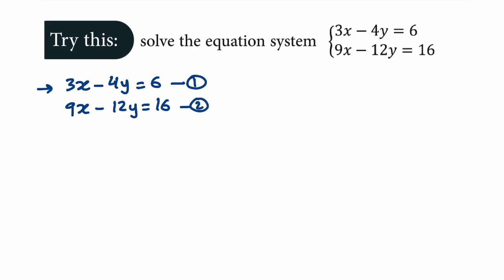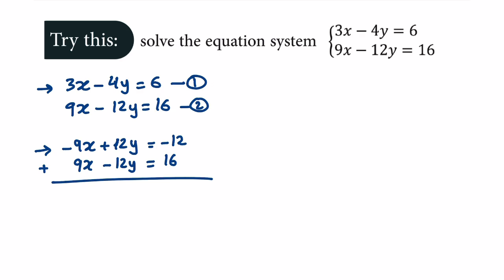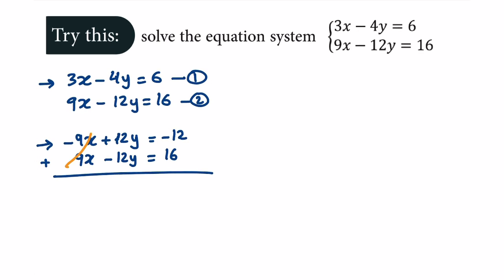What we've got to do in the second part is multiply the top by negative 3. So we get negative 9x positive 12y equals negative 12, like that. And 9x minus 12y equals 16. We are going to combine them. We get 0 equals 16 minus 12, you get 4. So this is not equal. This means that the system is inconsistent, so it has no solution.